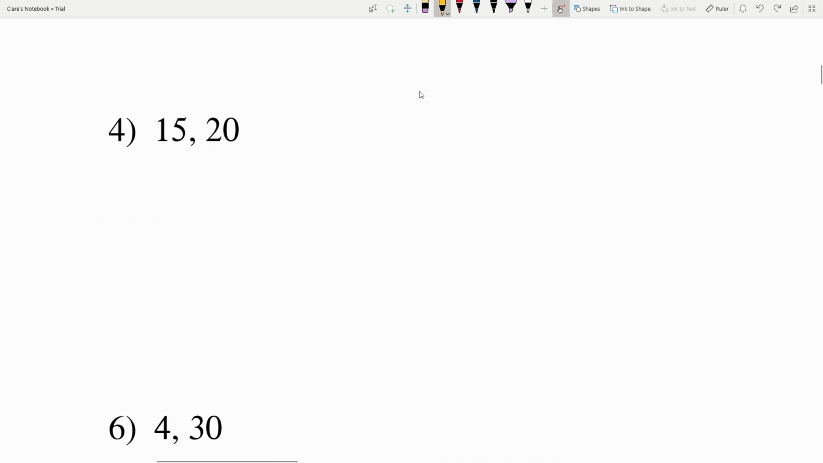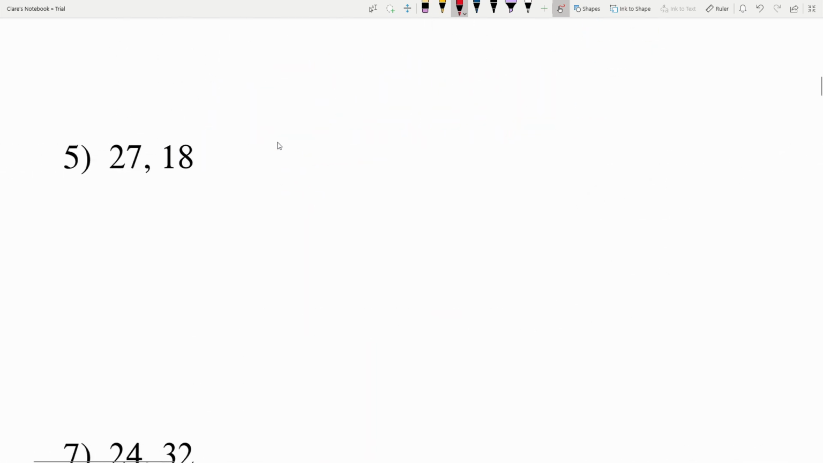We have 15 and 20. I know for a fact 15 does not go into 20. 20 is our bigger number, so let's look at those multiples. 20 times 1 is 20. 20 times 2 would be 40. Does 15 go into 40? Nope. So 20 times 3 would be 60. Does 15 go into 60? Yes, it does, because 15 times 4 equals 60. So 60 is our least common multiple.